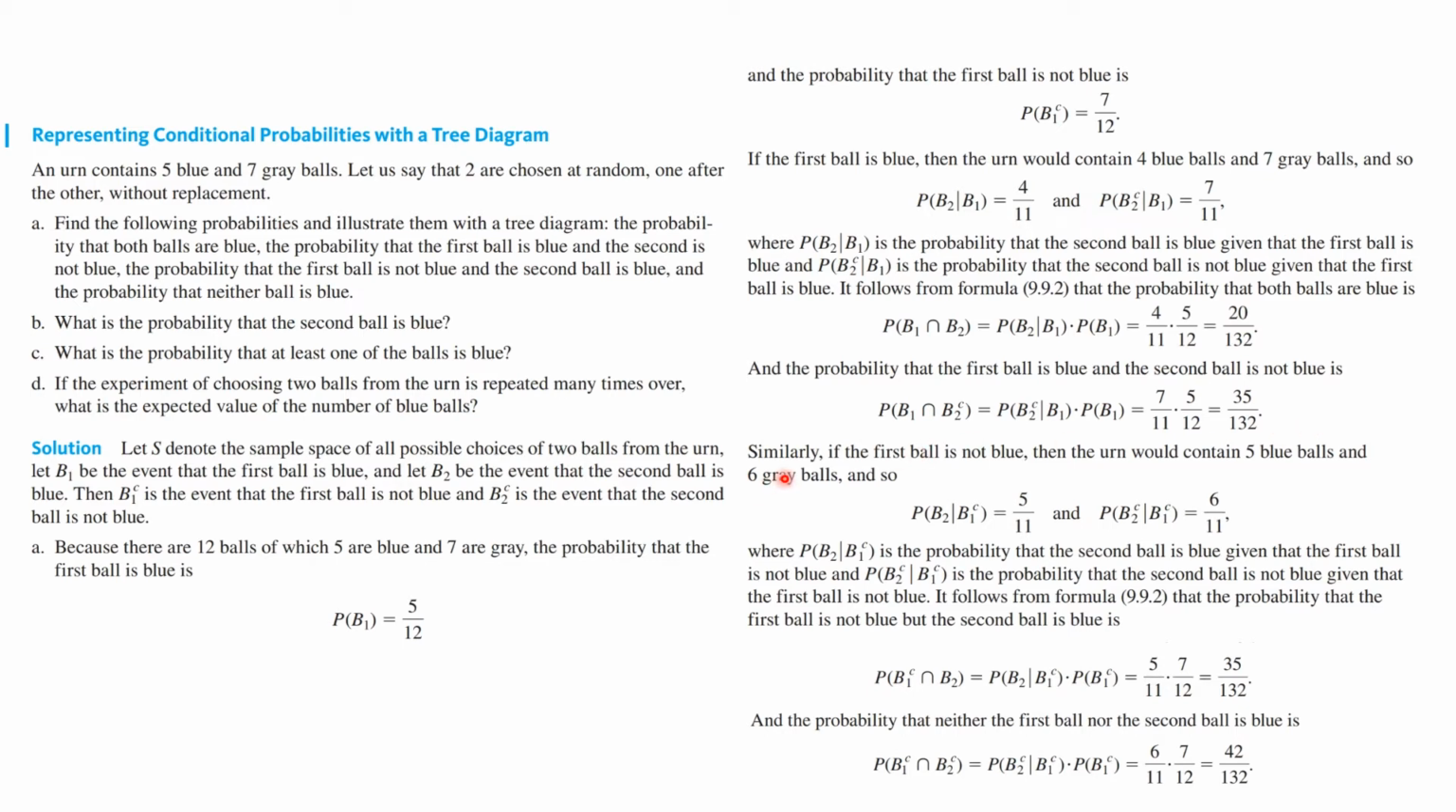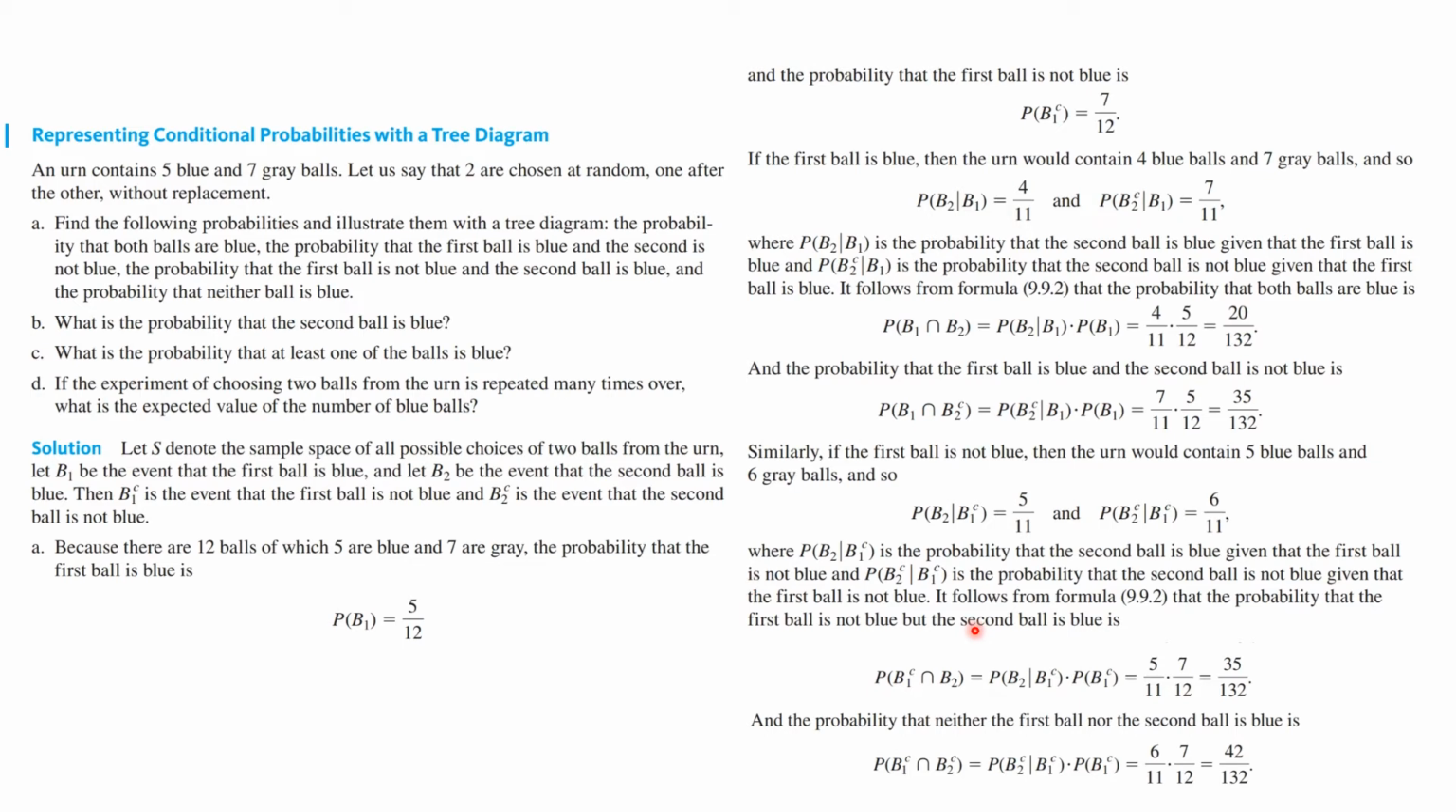Similarly, if the first ball is not blue, then the urn would contain 5 blue balls and 6 gray balls. So the probability of the second ball being blue, given that the first ball was not blue, is 5 over 11, and the probability of the second ball not being blue, given that the first ball was not blue, is 6 over 11, where these probabilities are as we specified with the notation.